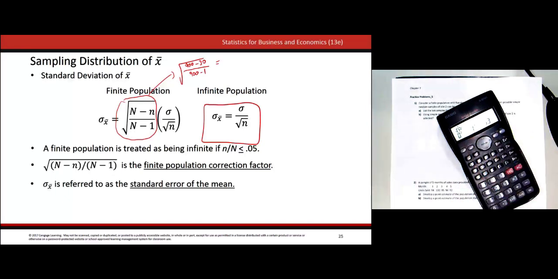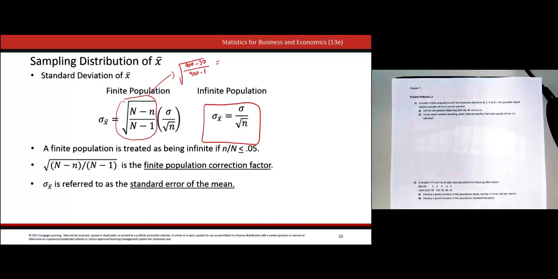So if you multiply something by 1, you get the same thing, such as sigma over square root of n times 1 is sigma over square root of n. And here, if n over capital N is less than or equal to 0.05, a finite population is treated as being infinite. Like 30 over 900 is 0.033, which is less than 0.05. So it is treated as being infinite.